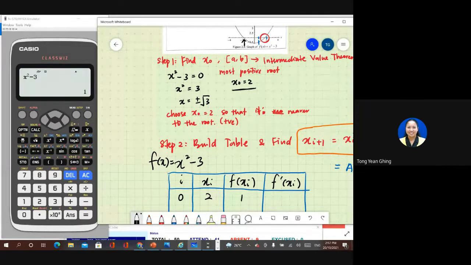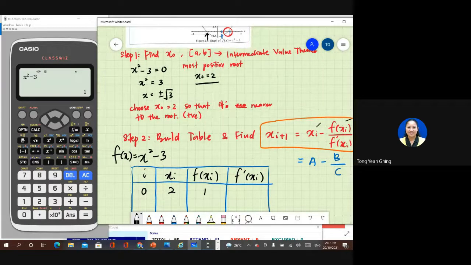So f prime beza kan? Macam mana nak beza? Use calculator. Tak perlu kira lah. We no need to find. For example, just now your f(x0) is 2 kuasa 2 minus 3, and then we get 4 minus 3, get 1. f prime x0 katalah, become 2x, and then sama dengan 2 times 2 become 4. Tak perlu. So using calculator saja.